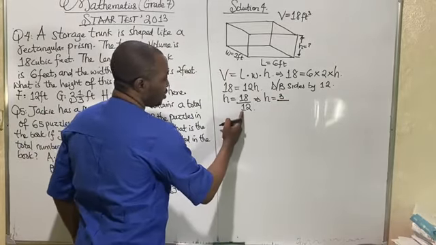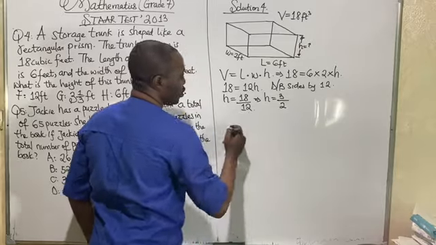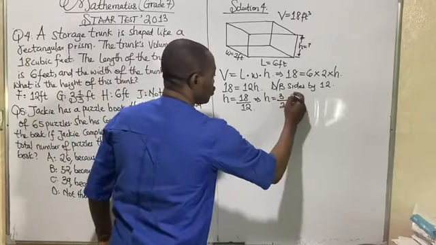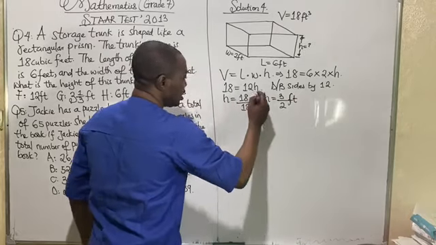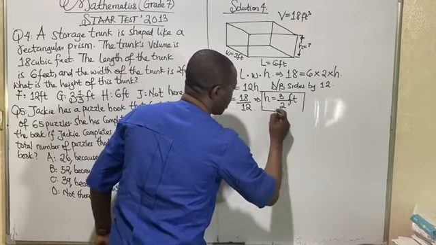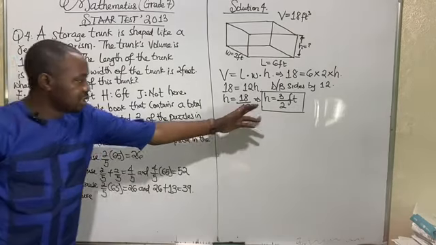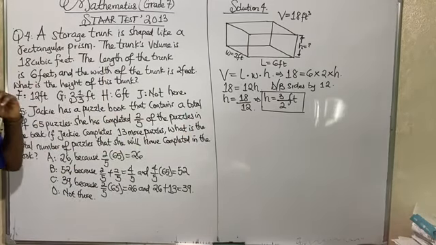Okay, and when this is divided by 6, this will be what? 2. So which means the height of the storage trunk will be 3/2 feet. So this is the height of the storage trunk. Now let's check if this is one of the answers here.